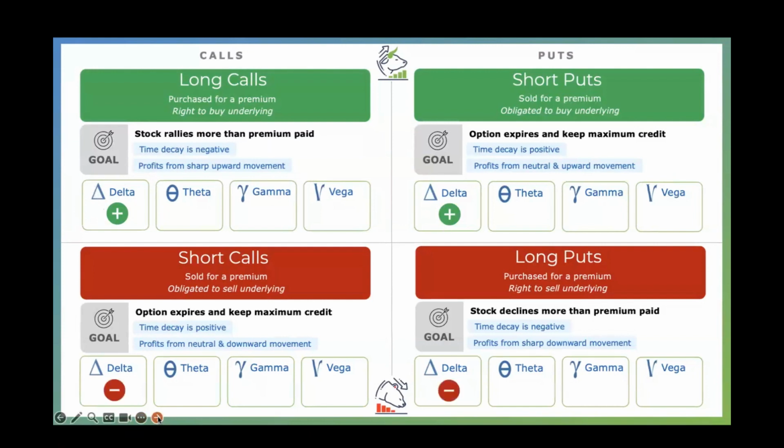Short calls and long puts, the bearish strategies, have a negative delta because they profit when the underlying moves down. That's the simple positive and negative factors. We talk about options strategy drivers all the time. You can do the same thing with the deltas.